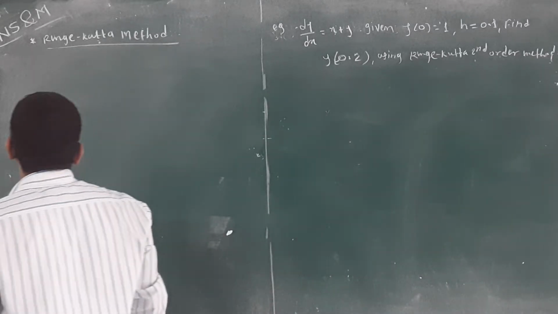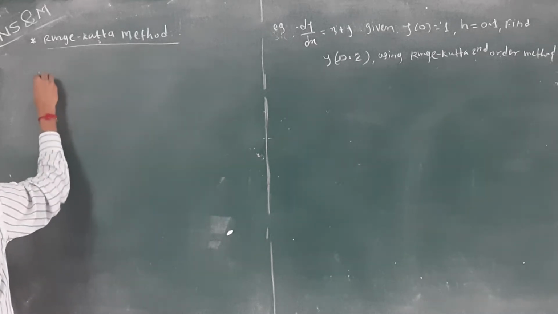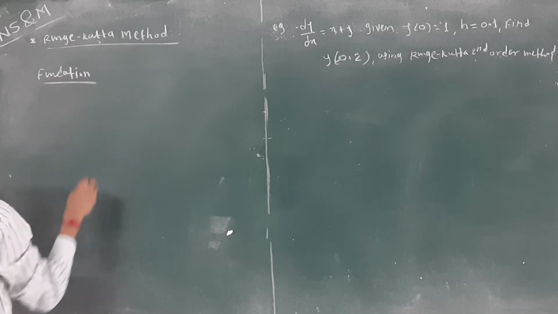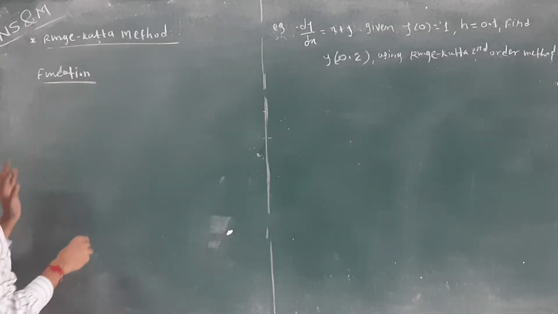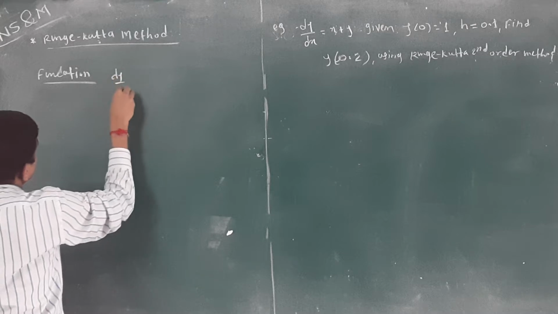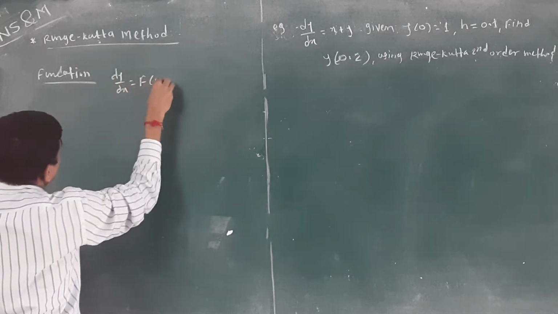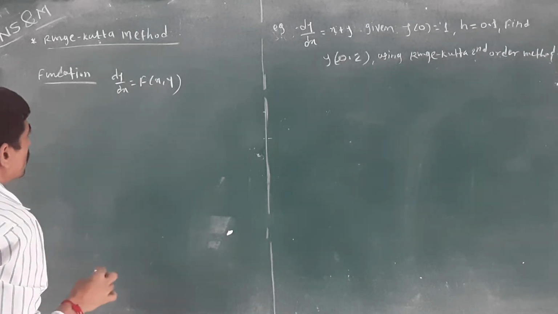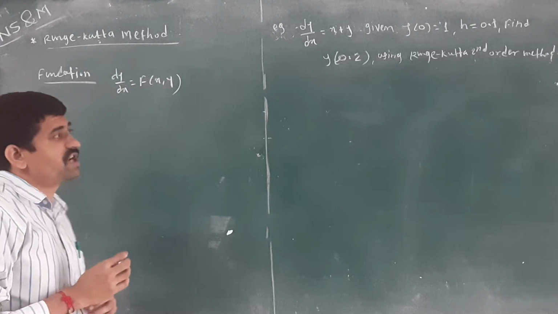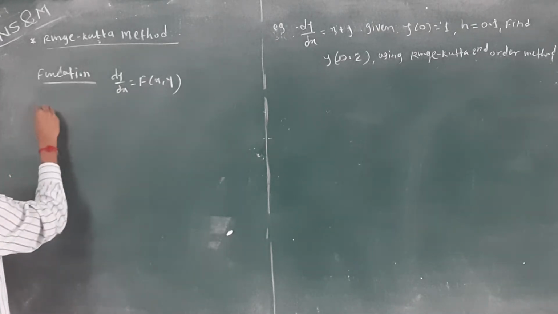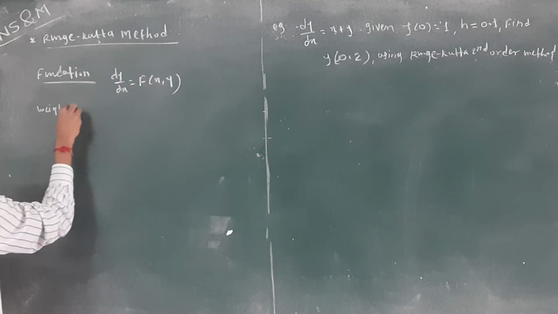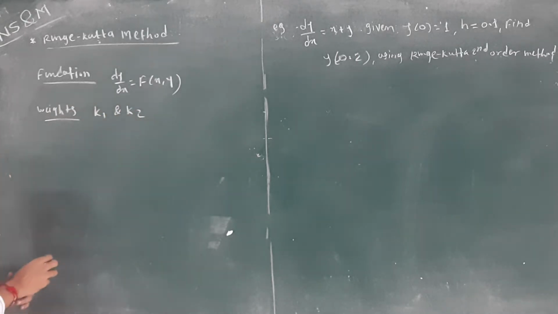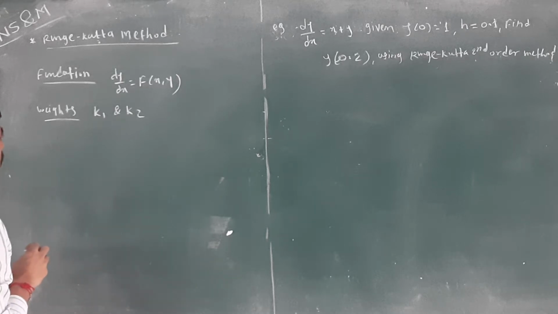First, see what this is. We know the function, and you can use this method to solve the differential equation. We know the differential equation dy by dx is equal to f of x, y. Here you have to calculate the value of the weights. Which weights? They are denoted by k1 and k2. This is the value of the weights.